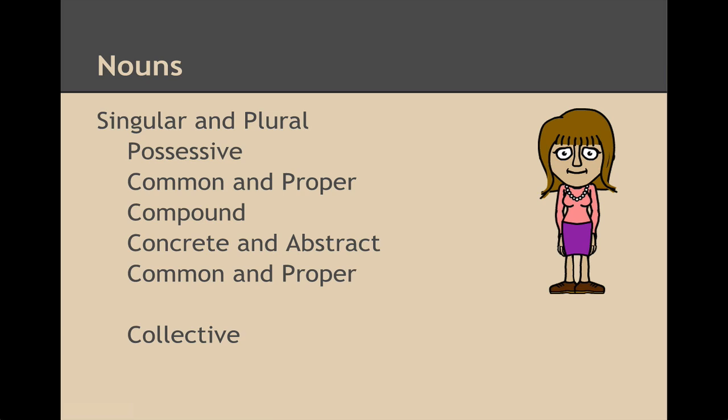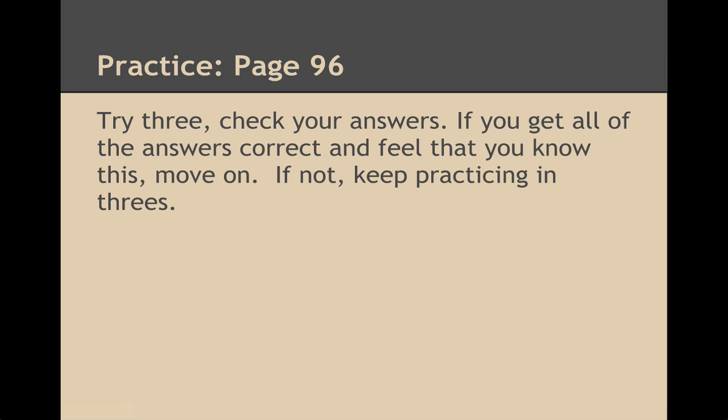On page 98, it's just a matter of identifying those collective nouns. So hopefully at this point you're pretty solid on nouns, the types of nouns. Again, it looks like a long list, but they're pretty simple as you go through there. There's the indication to practice, page 96.